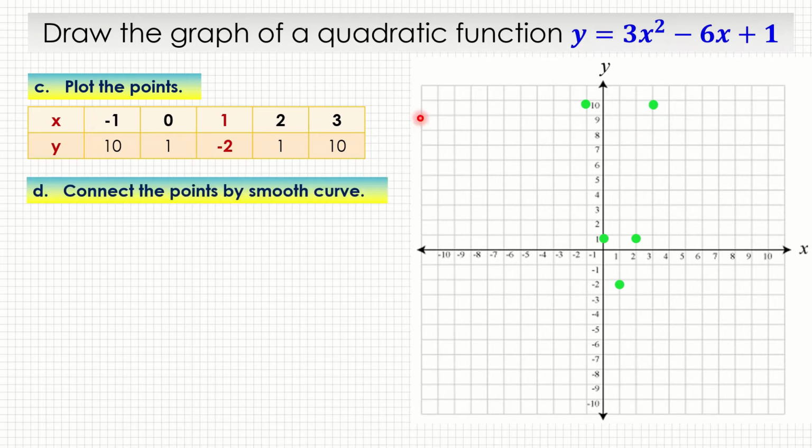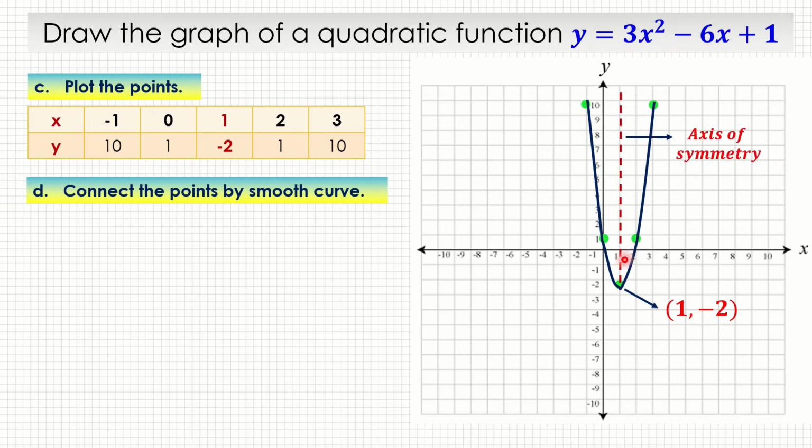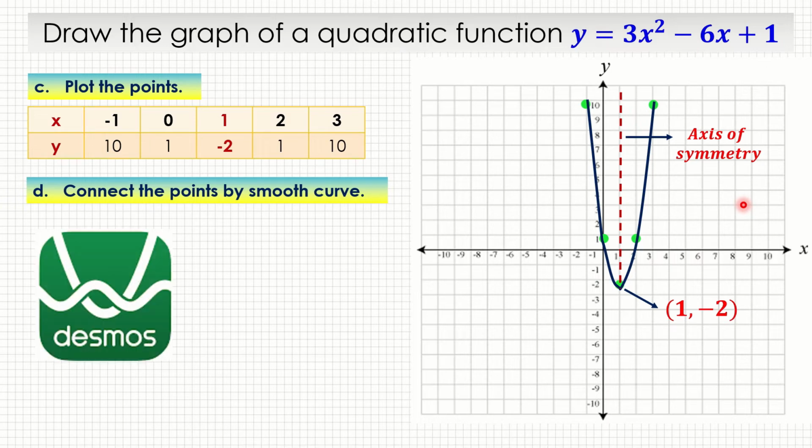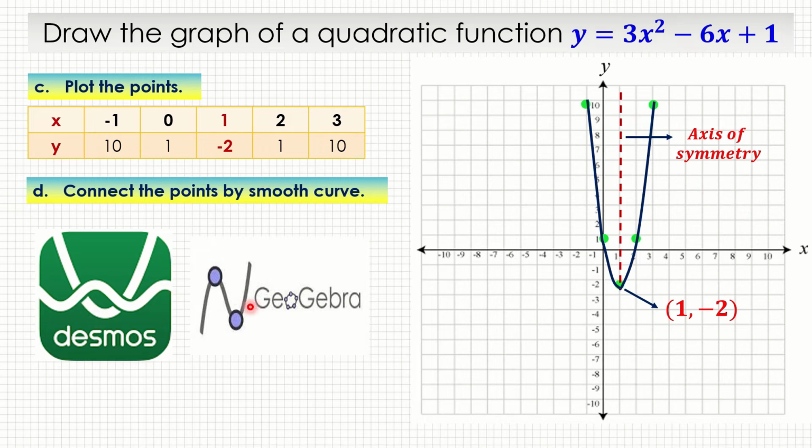Okay, for the next step, we need to connect the points by a smooth curve. So, let us just connect it using a smooth curve. So, this will be the graph of y is equal to 3x squared minus 6x plus 1, wherein the vertex is at point (1, negative 2), while the axis of symmetry is at x equals 1. If you want to check if we have the correct graph, you may use the applications Desmos and GeoGebra. You may download them from your Play Store or your App Store.